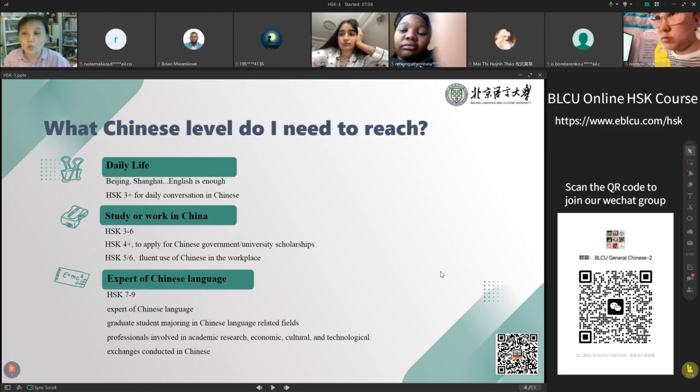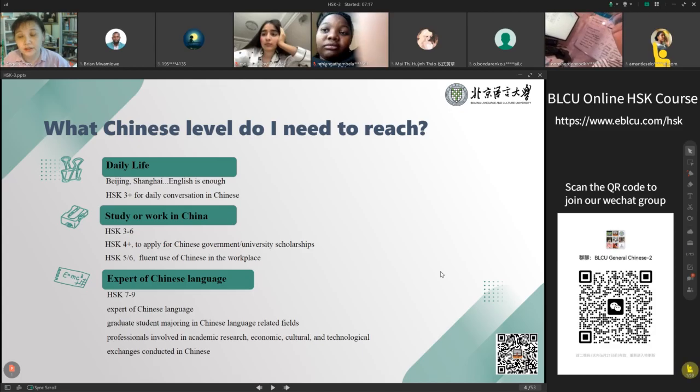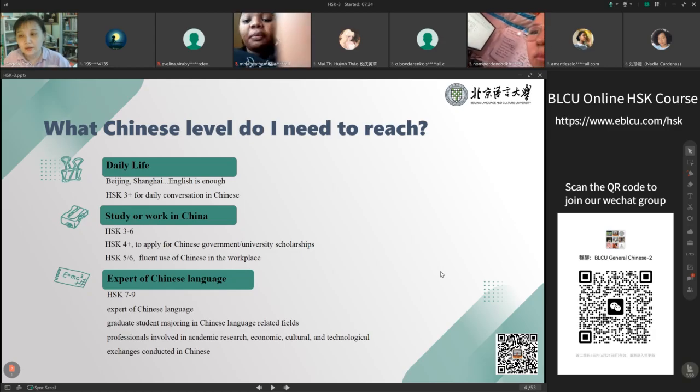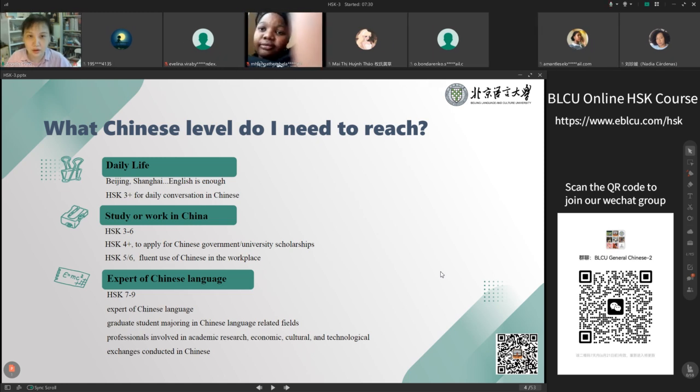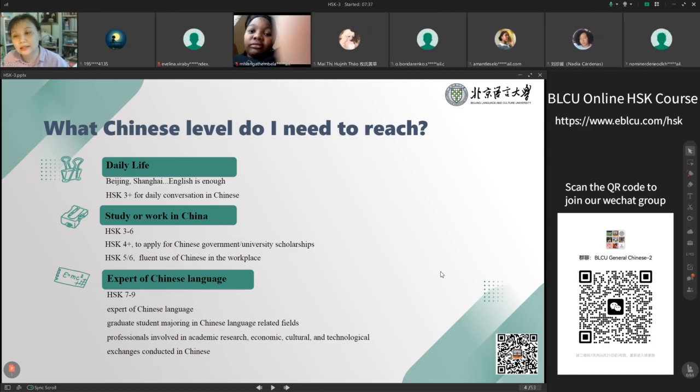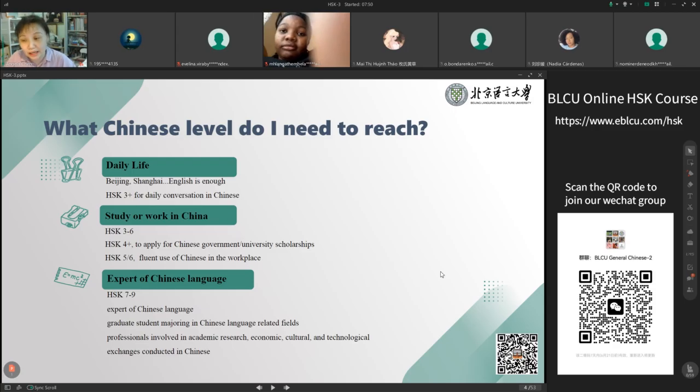And if you want to study or work in China, for example, if you want to apply for Chinese government or university scholarships, sometimes they will need HSK 4 or above when you apply for the scholarship. And also, if you want to work with the Chinese language, you need HSK 5 or 6 at least to use the language fluently at the workplace. Also, some students want to be experts of the Chinese language, like you want to study Chinese as your major.